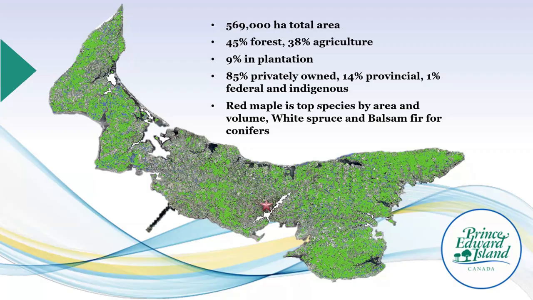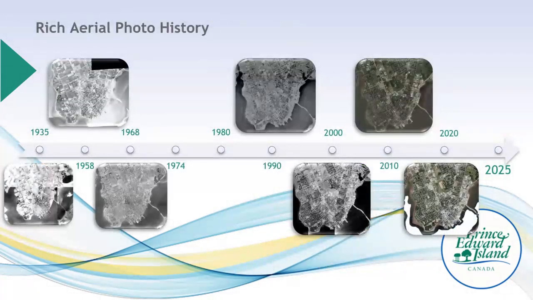PEI, we have the luxury, our small size gives us the opportunity to usually get full provincial coverage when we do any remote sensing. So in that vein, we have a very rich aerial photo history dating back to 1935. We have 9 full provincial coverages of aerial photography, 7 of which have been digitized and ortho mosaicked together, all georeferenced.